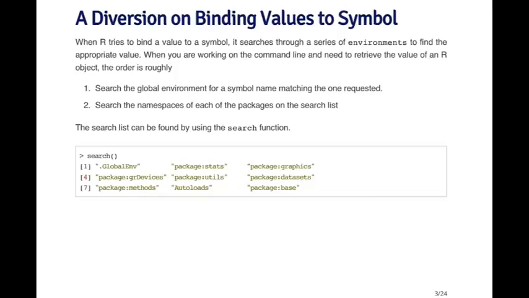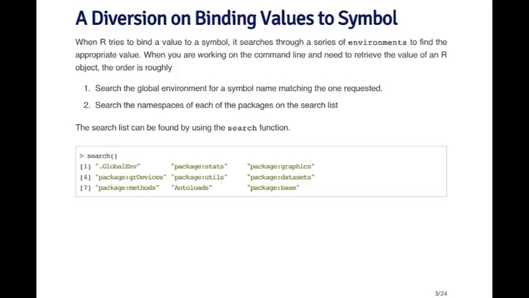When you're working on the command line and you need to retrieve the value of an R object, the first thing that happens is you search the global environment for a symbol name matching the one requested. The global environment is just your workspace. It consists of all the things that you've defined or loaded into R. If there's a symbol there that matches the name you're requesting, then R will retrieve the value associated with that symbol. In this case, I defined lm in my global environment, so if I'm working at the command line, when I call lm, it's going to find that object first.